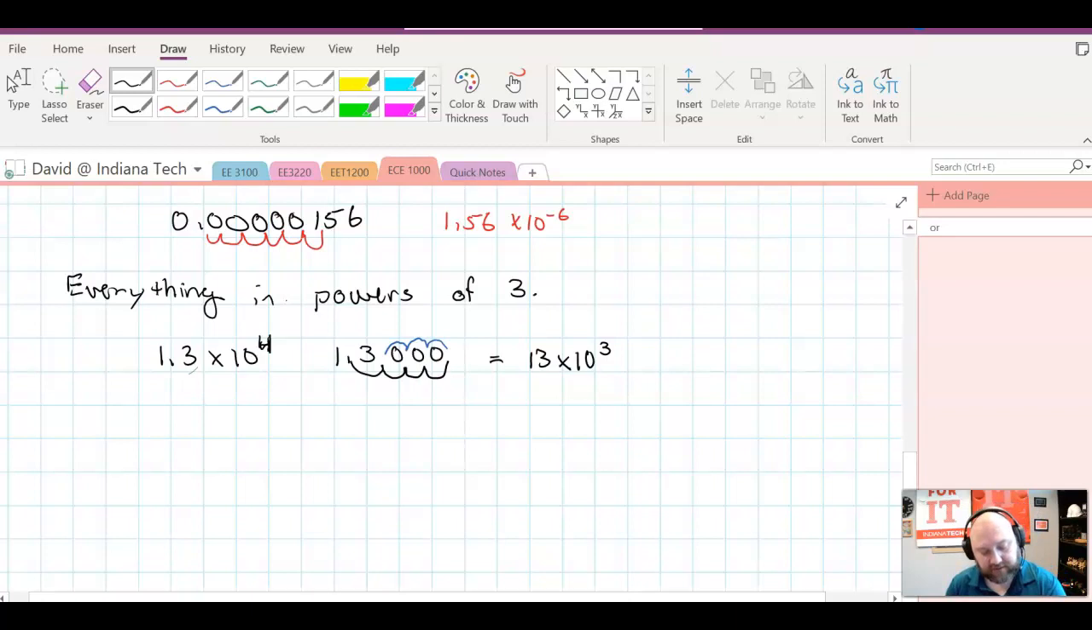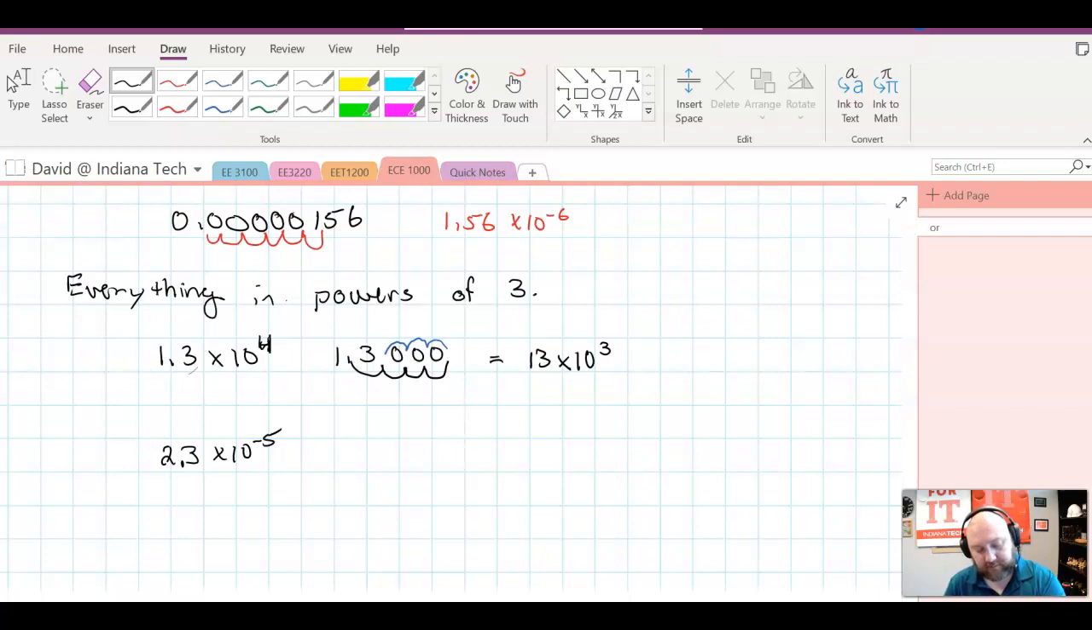Now, we have the same thing if we're dealing with small numbers as well. So if we were to have, for instance, 2.3 times 10 to the negative fifth power, well, that's not in engineering notation because we want powers of 3. And we want powers of 3 that are also going to create the fewest number of digits in front of the decimal point. We want to have as few digits as possible in front of the decimal point. So usually you have 2 or 3 digits in front of the decimal point for engineering notation.